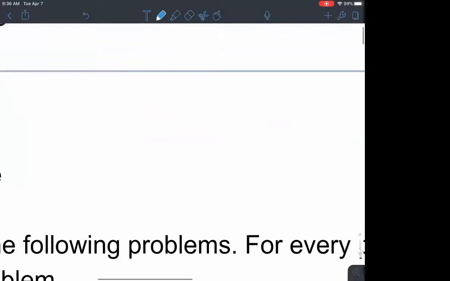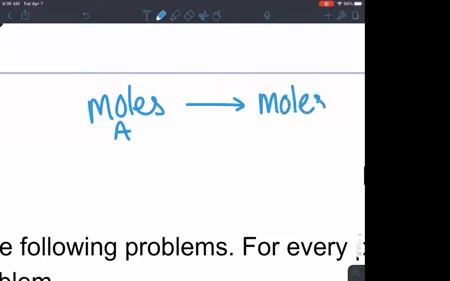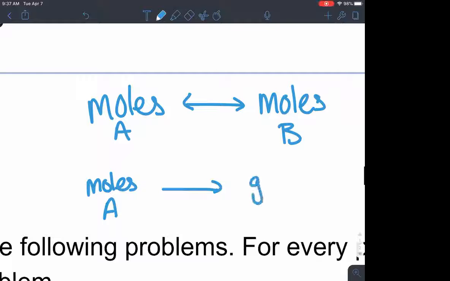I'm just going to write them up here. Our 2 options were: we could go from moles of compound A, let's just call it, to moles of compound B. So we could go from moles of one compound to moles of a different compound, and we can go back and forth, in either direction. The other thing we could do is go from moles of compound A to grams of compound A. So we can go from moles to grams, or we can go from moles to moles.